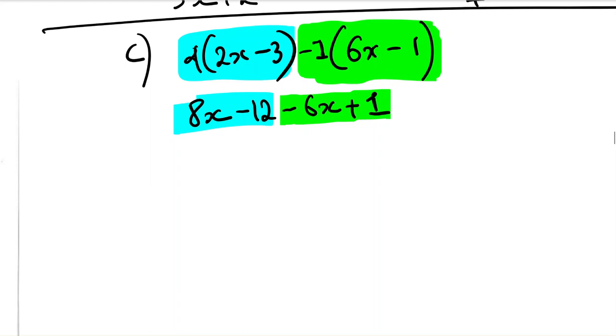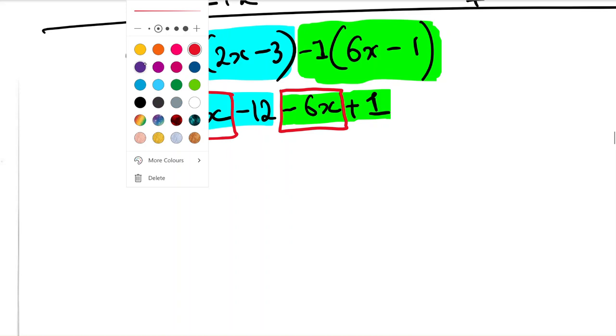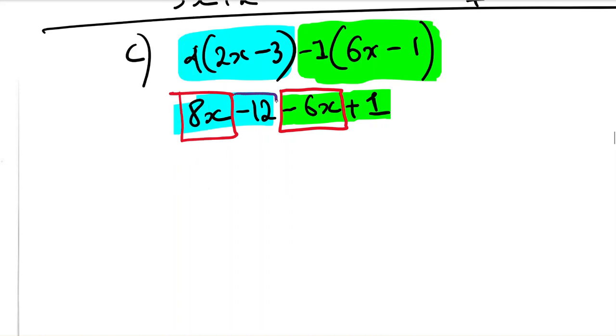Okay? Now, from here, you need to collect like terms. So we take this negative 6x, anything with the x involved, we collect them and we put them together. Anything here with, let me use another color, constants, the negative 12 will combine with the positive 1.